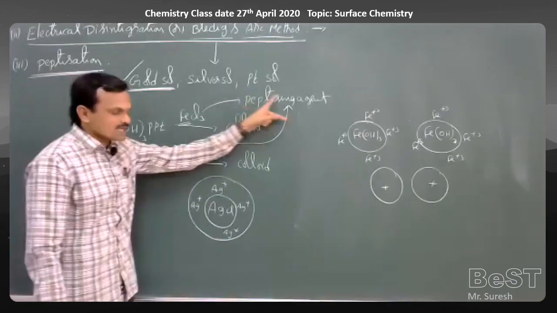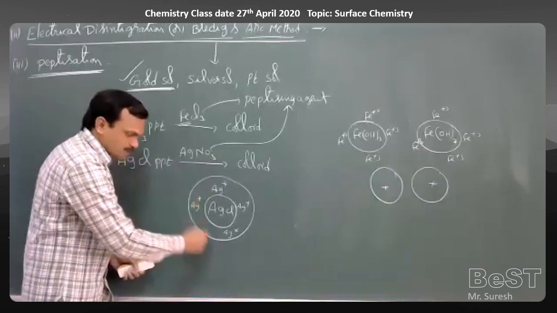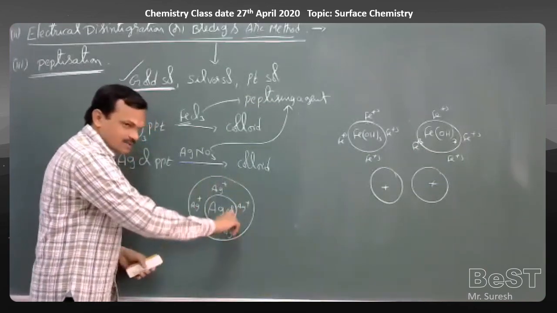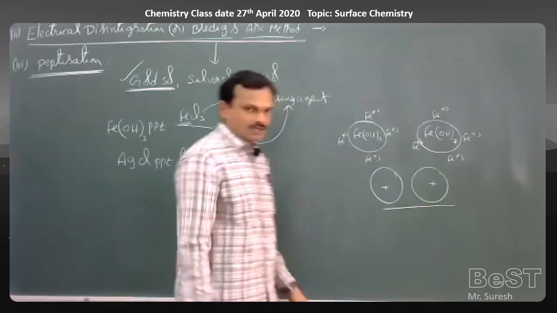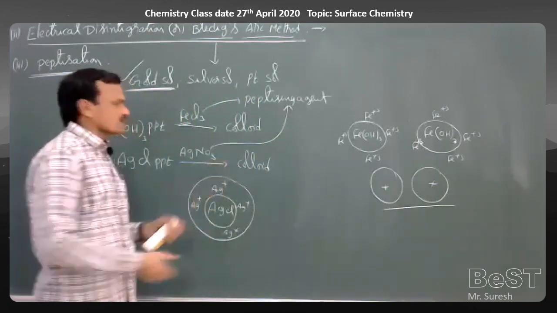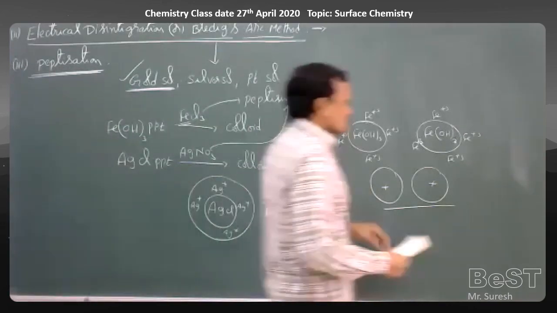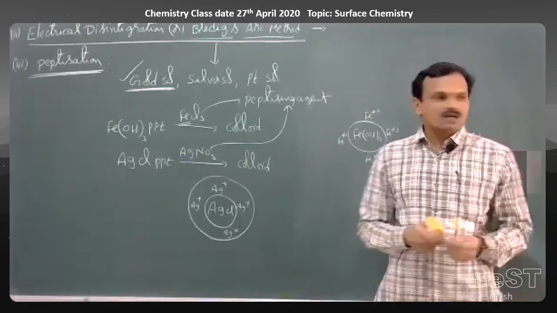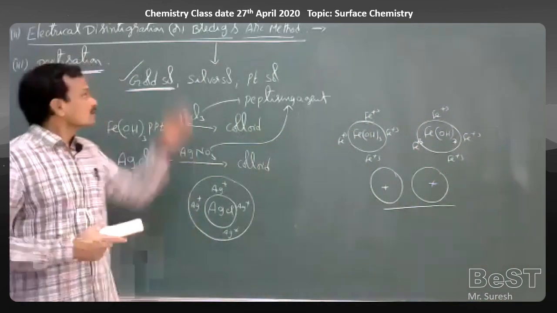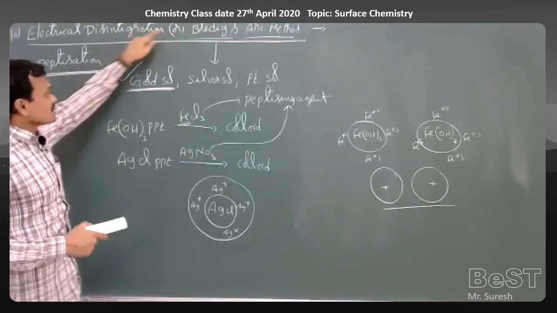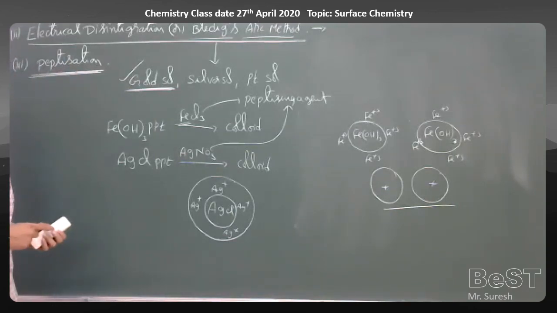And the role of this peptizing agent is that the ions of the peptizing agent get adsorbed on the surface of the precipitate. As a result, you get charged particles. These charged particles repel each other. Since the same charged particles repel each other, the precipitate is dispersed in solution as colloidal sized particles. That is nothing but peptidization. So these are the methods for the preparation of colloidal solutions. In the beginning, we discussed the dispersion methods. This is also a dispersion method, the electrical disintegration method, and this is peptidization. So these are preparation methods of colloids.